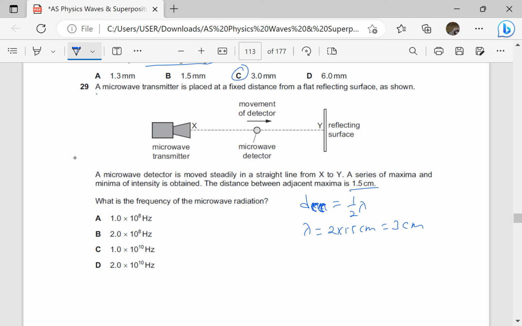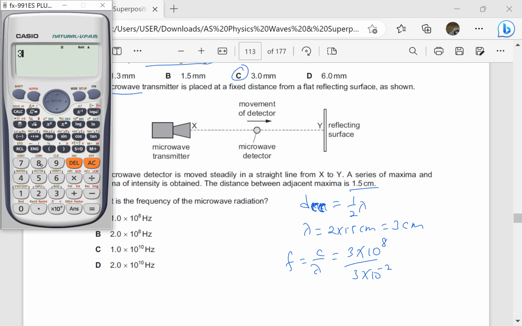And it is a microwave, so we know the speed, which is the speed of light. So our frequency is going to be the speed divided by the wavelength, which will be 3 times 10 power 8 divided by the wavelength, which is 3 times 10 power negative 2. So 3 times 10 power 8 divided by 3 times 10 power negative 2. That is 1.0 times 10 power 10, which makes the answer to be C.